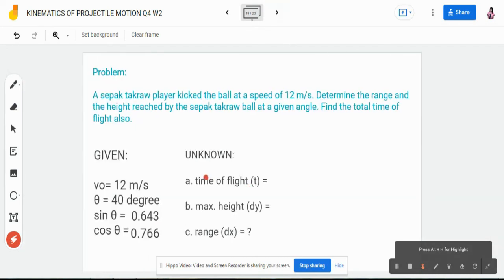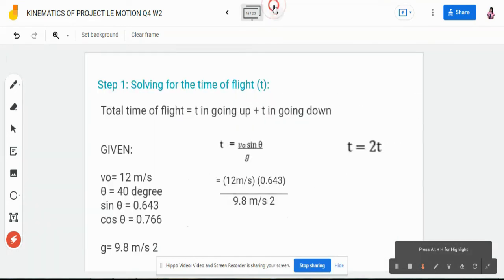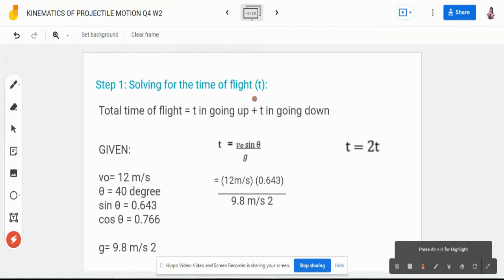Same lang siya. So, ito again yung unknown or mga hanapin natin. The time of flight, the maximum height, and the range. So, first step, hanapin natin again yung total time of flight. So, gagamitin ulit natin yung first formula, which is the time to reach the maximum height. So, yung ating initial velocity is 12, and then yung ating sine value ng 40 degree is 0.643. So, multiply natin siya, and then i-divide natin siya by the acceleration due to gravity, which is 9.8 meters per second. So, let us calculate this one.